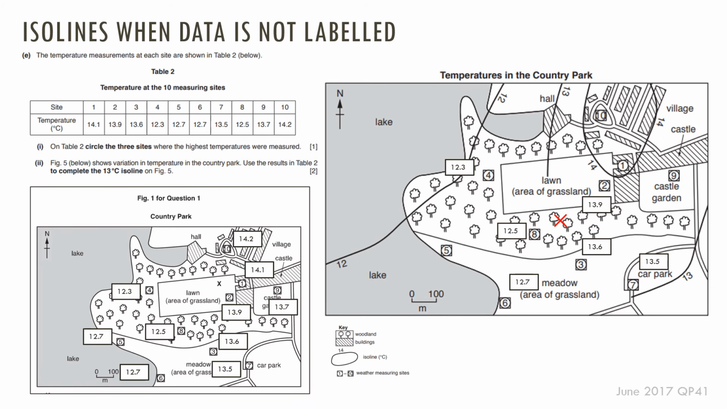So I'm going to work out where, for example, 13 is between 13.9 and 12.5, where 13 is between 12.5 and 13.6, where 13 is between 12.7 and 13.6, and so on and so on, and then eventually connecting those dots. Rubbing out all my X's to make sure I have a nice smooth line.